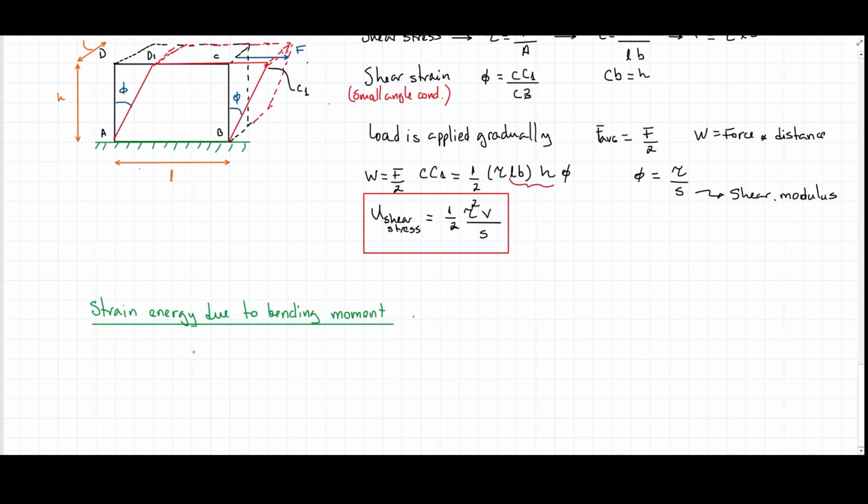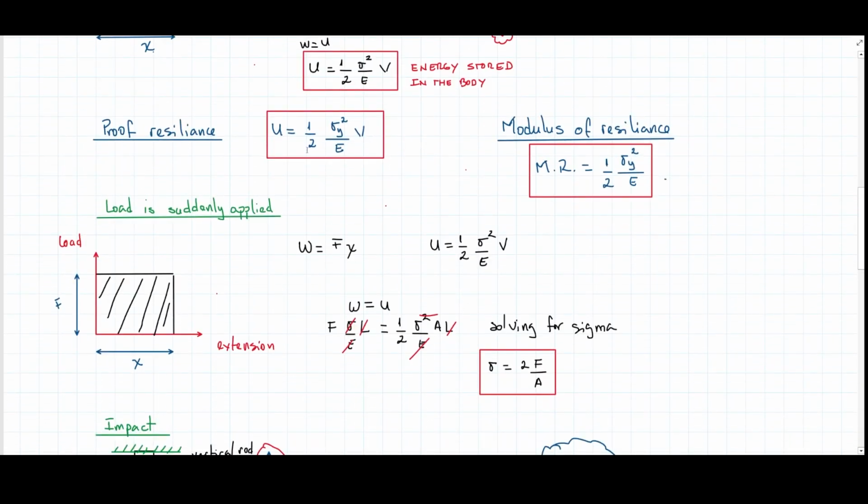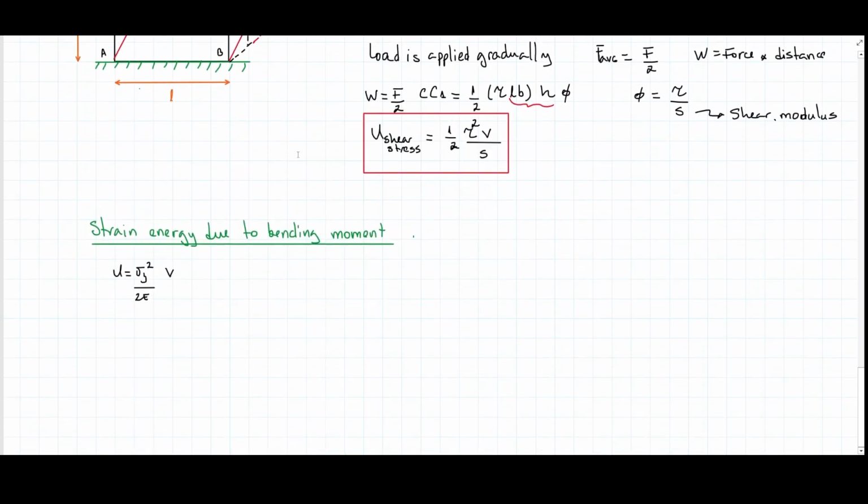All right. Let's bring again our formula for the strain energy stored in the body. The total strain energy stored in the body is this one. Actually, let's bring the proof resilience, as we have written down in here, this one here. Actually, we don't need to use the proof resilience, so the resilience only.